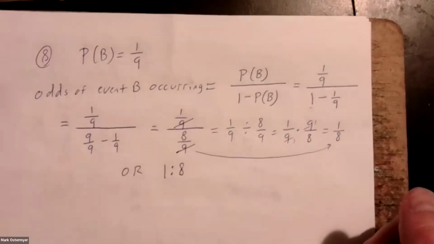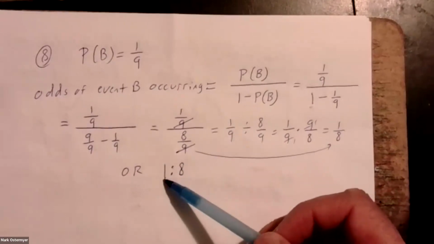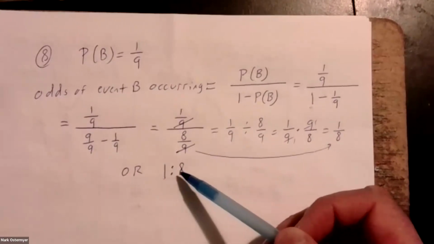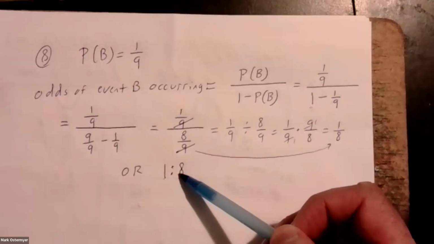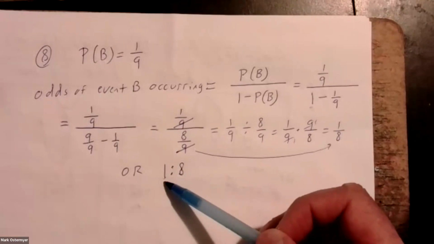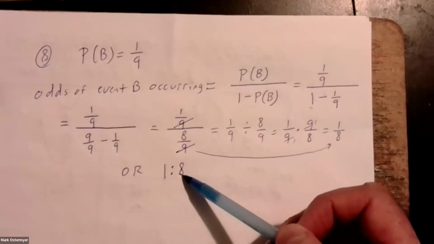So like if we conducted this experiment, whatever it is, let's say 9 times, we would expect event B to occur 1 time, and we would expect some other event to occur, what, 8 times? Or we would not expect event B to occur 8 of the 9 times. We would expect event B to occur 1 out of the 9 times, and we would not expect event B to occur 8 out of the 9 times. All right.